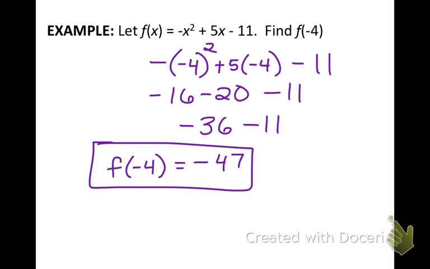Do you remember what that looks like as an ordered pair? If I had to plot that on a graph, it would just be -4, comma, -47, right, Kyle?